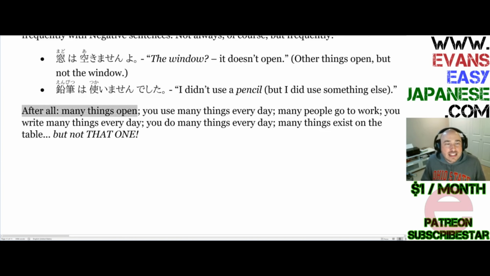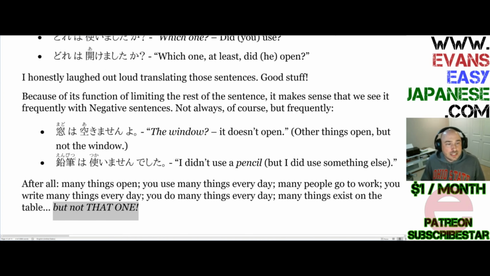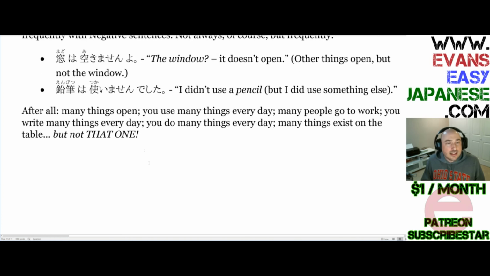After all, many things open, and you do use many things every day. Many people do go to work. You write many things every day. You do many things every day. Many things exist on the table, but not that one. And that kind of feeling right there, not that one. That's why we see wa frequently with the negatives. And that gives us an insight as to how wa is used.